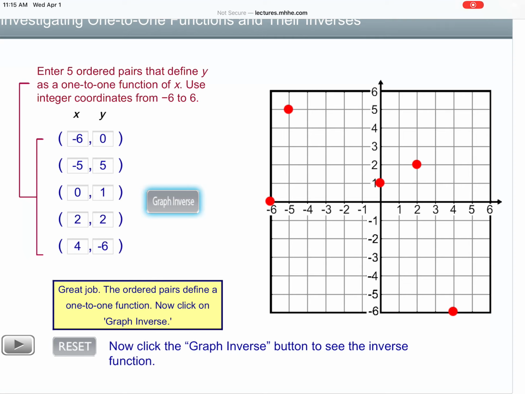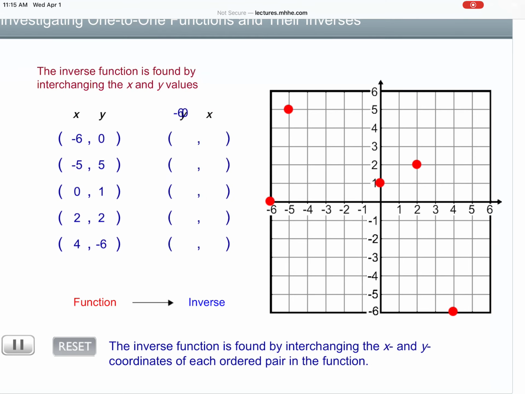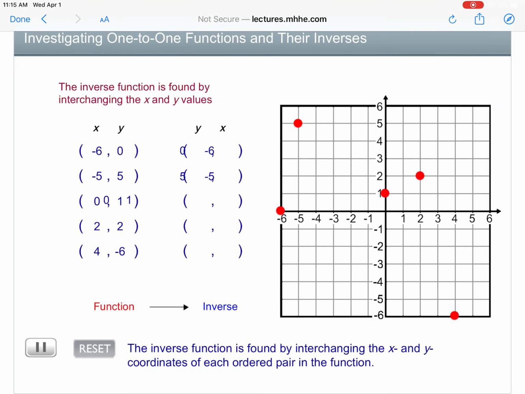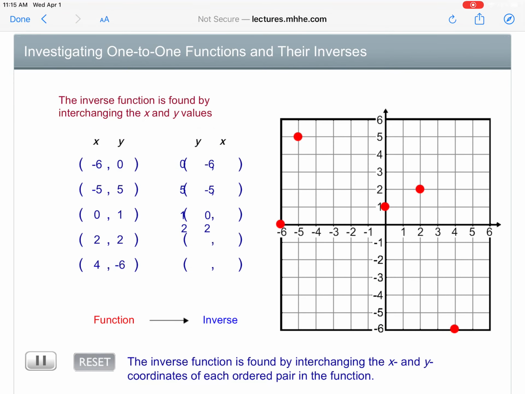Oh, yes. So when all the x values are different and all the y values are different, none of the x's repeat and none of the y's repeat, then you can say, oh, this is a one-to-one function. Now, let's click on the button, graph inverse, and see what the graph looks like. The inverse function is found by interchanging the x and y coordinates of each ordered pair in the function.